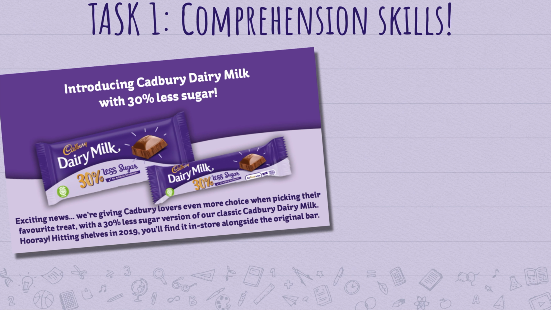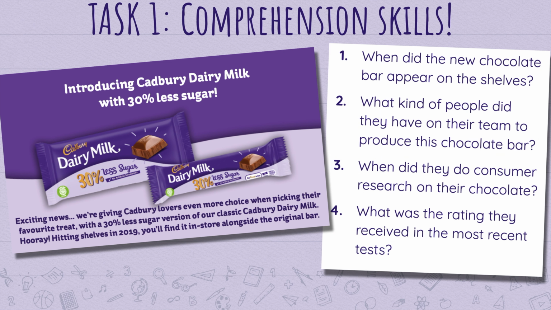What you're going to be doing is reading the whole thing and answering these questions on the Google Doc in the correct spaces. The first question is, when did the new chocolate bar appear on the shelves? The second one is, what kind of people did they have on their team to produce the chocolate bar? Number 3, when did they do consumer research on their chocolate? And number 4, what was the rating they received in the most recent tests? So have a go at reading the 30% less sugar Cadbury's advert and answering those questions, and then come back for further instructions on task number 2.